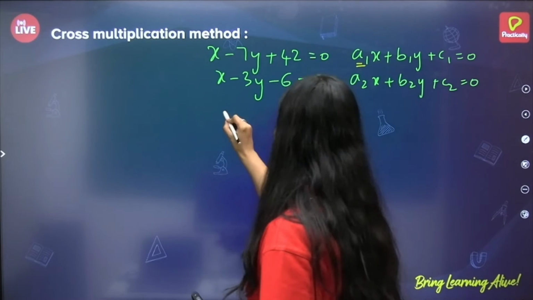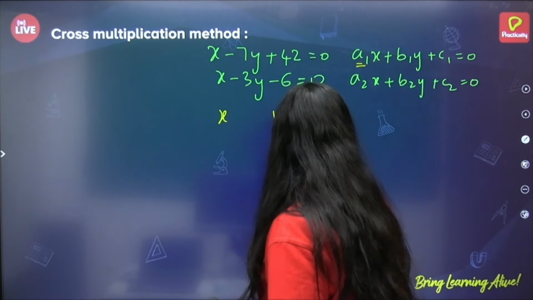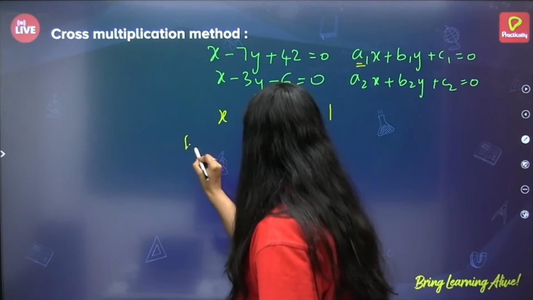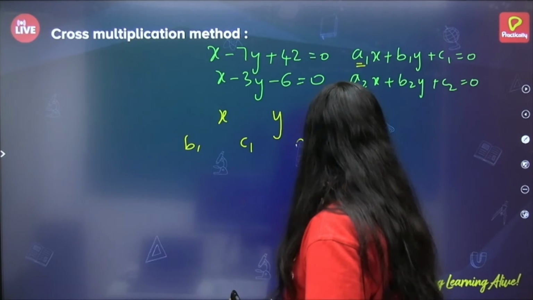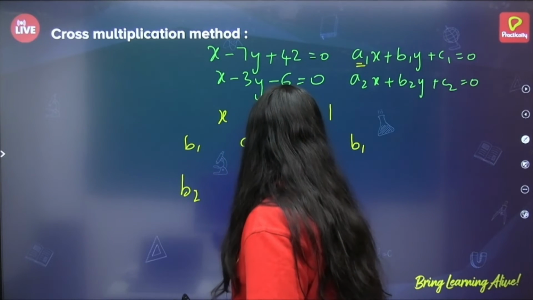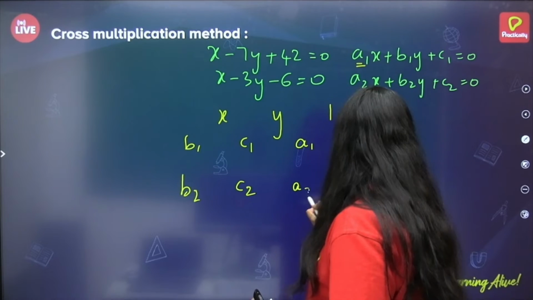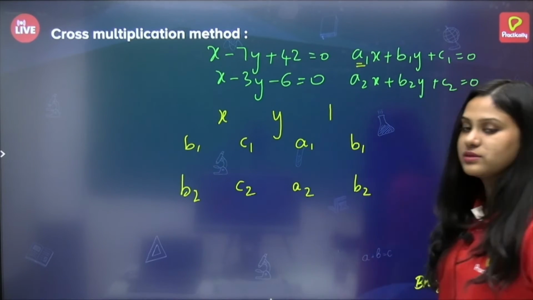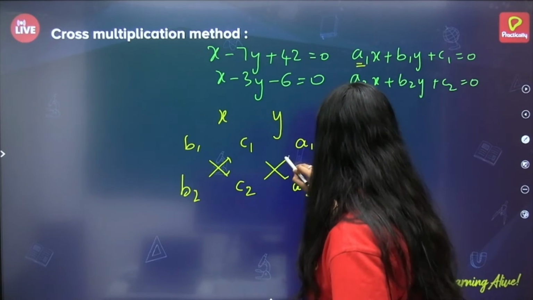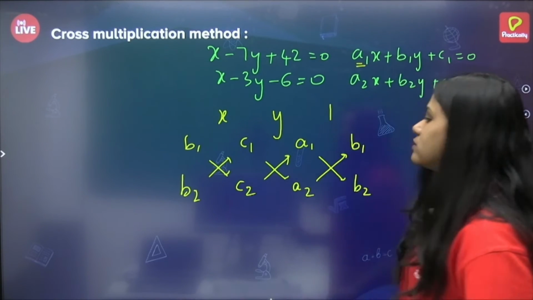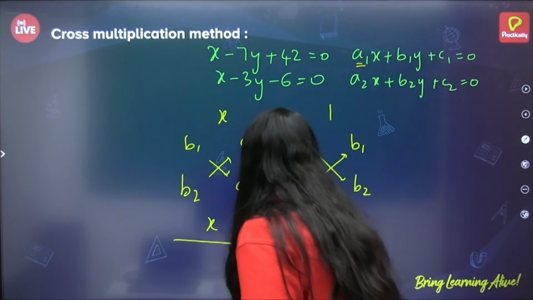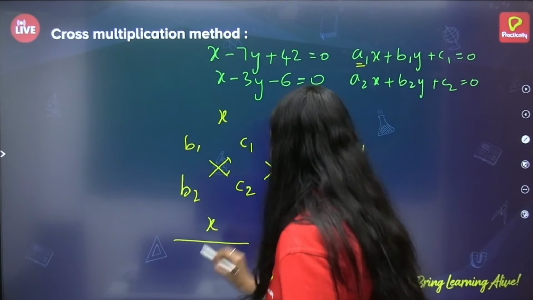Now, what do we have to do? First, write x here, y here, 1 here. This is the first step, okay? Now, here write b1, c1, a1, again b1. What will you do down? b2, c2, a2, b2. Simple, very easy. Now, just put these arrows, okay? This you can do, right? Easy.